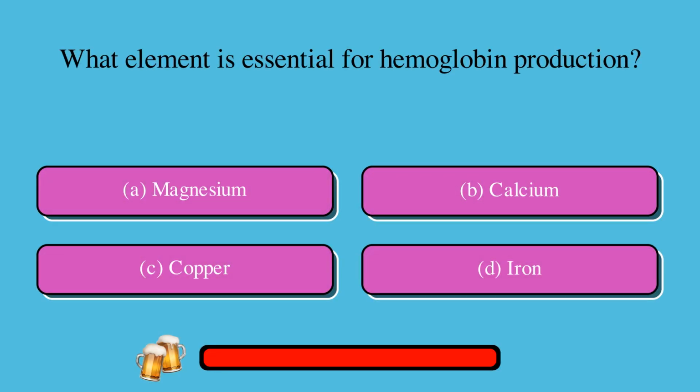What element is essential for hemoglobin production? A, magnesium, or B, calcium, or C, copper, or D, iron? The correct answer is D, iron.